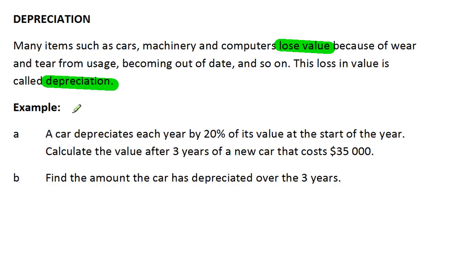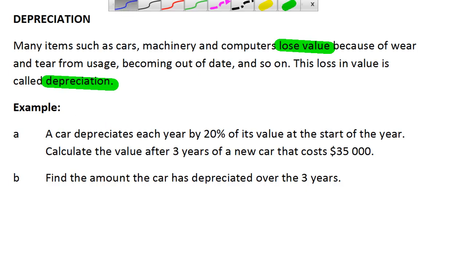Now, right from the outset, I want you to know that this is the reverse of interest. When interest is added on, the value goes up. With depreciation, a certain percentage is taken off. So let's have a look and see how this works.